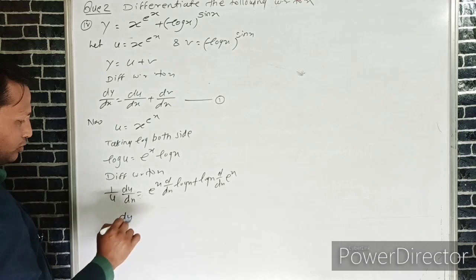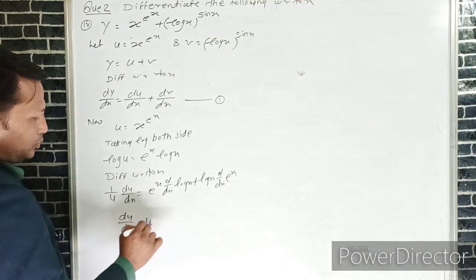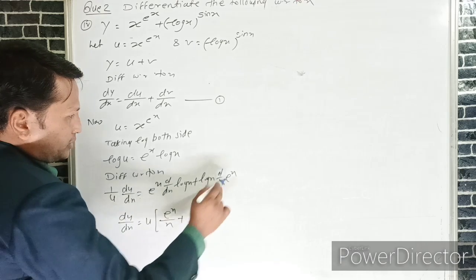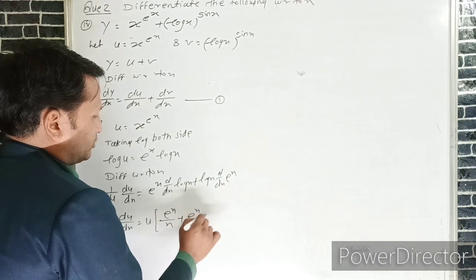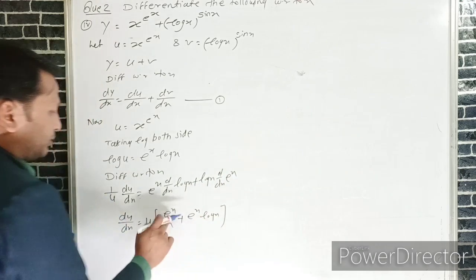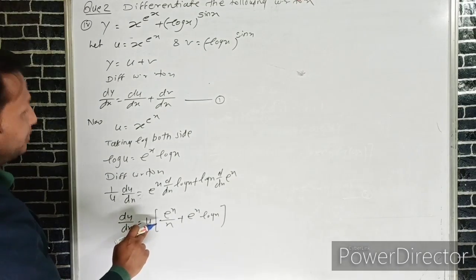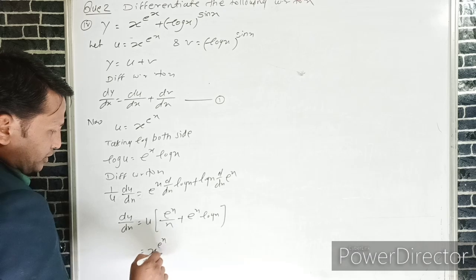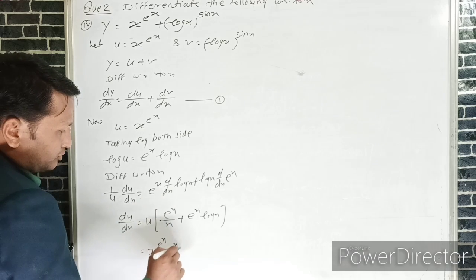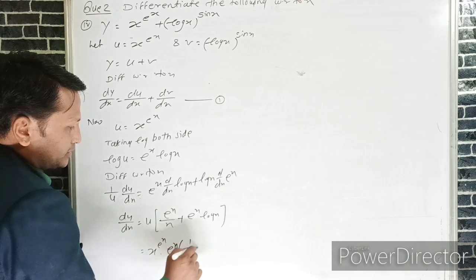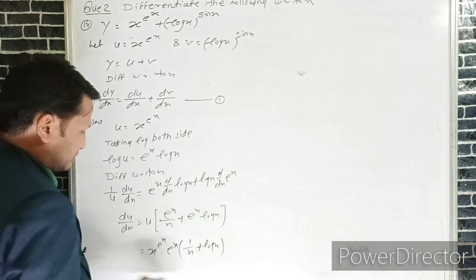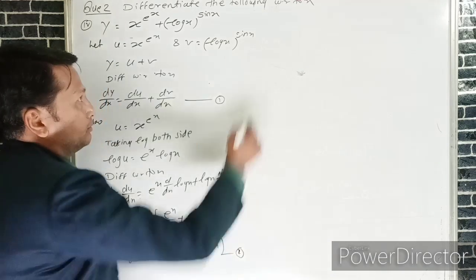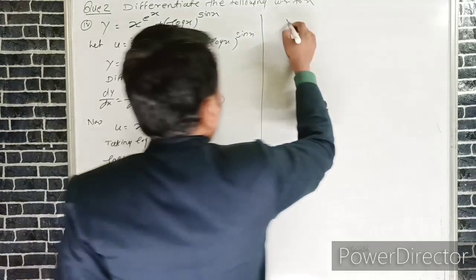Here if we take u to the right side, then we can write u into e to the power x into derivative of log x, which is 1 by x, plus derivative of e to the power x, which is e to the power x, into log x. If we take e to the power x common from both terms, we can write the value of u, which is x raised to the power e to the power x, into e to the power x common from terms 1 by x plus log x, which is the value of du by dx. Equation number 2.